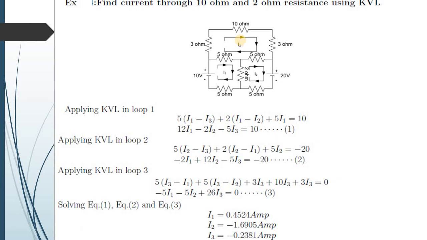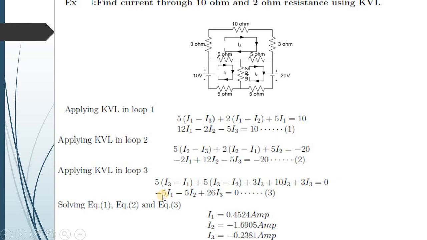Applying KVL in loop 3, there is no voltage source, that means the right hand side is 0. So only the left hand side: here 5 ohm is 5(I3 minus I1) plus 3I3 plus 10I3 plus 3I3 and plus 5(I3 minus I2).